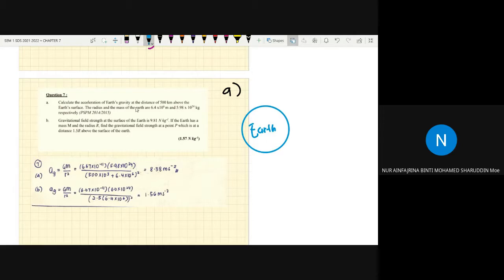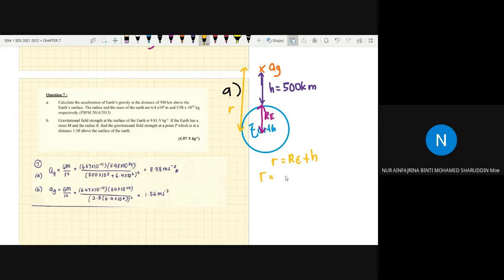And then dia minta acceleration of gravity dekat sini. And kita tahu daripada T2 sampailah surface of the Earth, height dia adalah 500 km. And we know kita akan ada radius of Earth juga. Therefore, R dia adalah daripada point itu sampailah awak punya center of Earth. So, R adalah radius of Earth tambah dengan H.